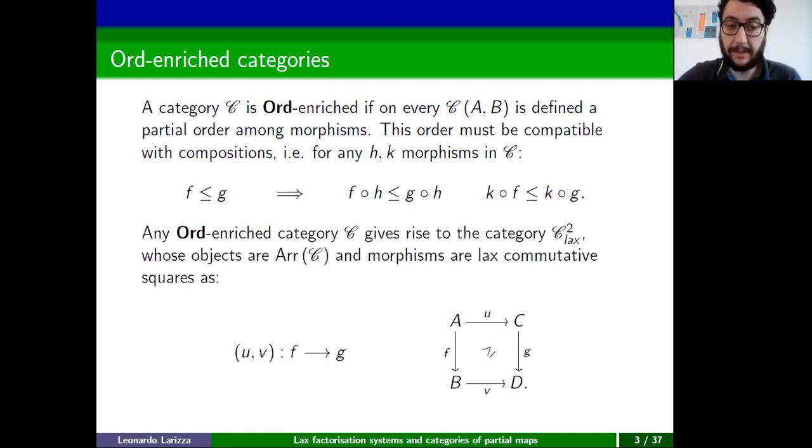And whenever I consider an order enriched category C, this gives rise to a category that we will denote C2 lax, whose objects are morphisms of C, and whose morphisms will be lax commutative squares as they are depicted in the diagram. So whenever I say that I have a lax commutative square (u, v) from f to g, I mean that this square is no longer commutative, but only involves a two cell directed as in the diagram.